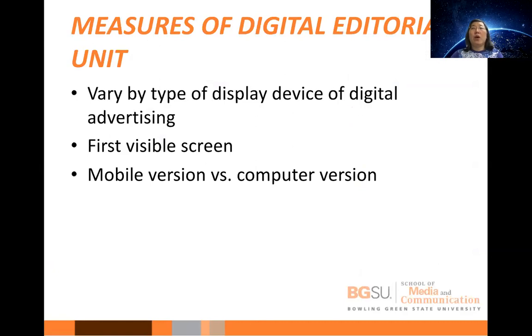All right. So in order to reduce advertising clutter perception and help the situation, first of all, we have to measure the editorial unit, how much the editorial unit is, and that decides the clutter level. So it varies by the display device of the digital advertising. In particular, the size of the screen is a big difference. You don't know what size of screen it would be. It may be a mobile device like a phone or iPad, or maybe a computer or even a smart TV.